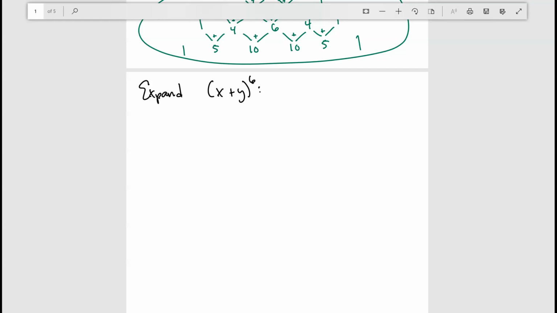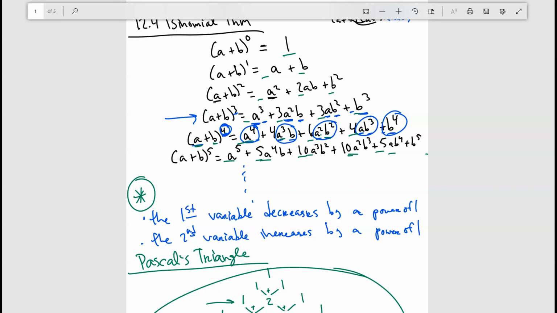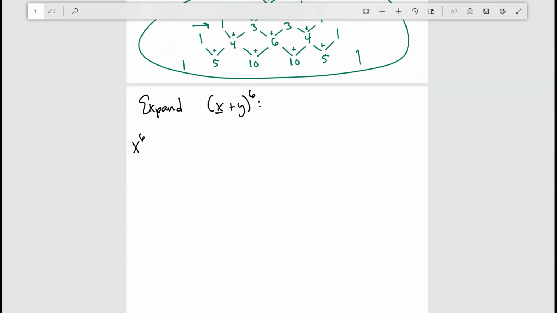Well, the first thing that we're going to do is start off with the x's. If you look at all the a values, the a always started off with the power. So we're going to start off with x. X is going to start off with a 6. Then x is going to decrease. Okay, it's going to be x to the 5th power. Then x to the 4th power. X to the 3rd power. X to the 2nd power. Then x. And then no x. So it's going to be nothing there. Now what about the y? There's first going to be no y there. Then you're going to have 1 y, 2 y's, 3 y's, 4 y's, 5 y's, and then 6 y's.